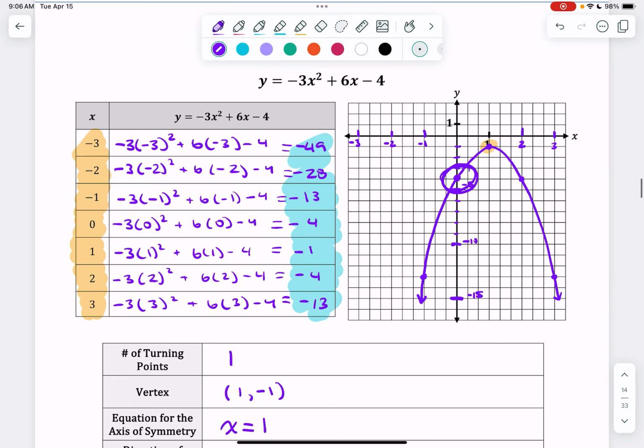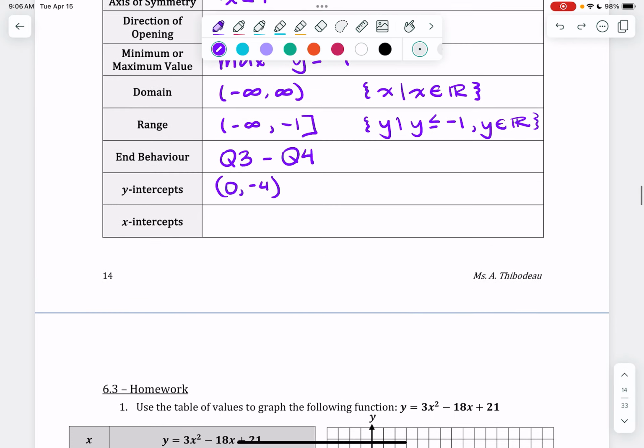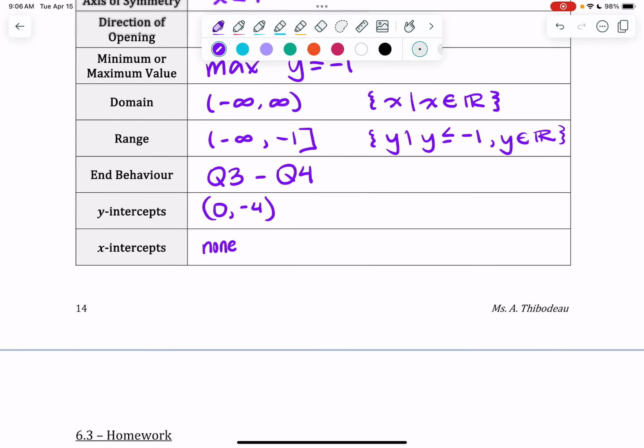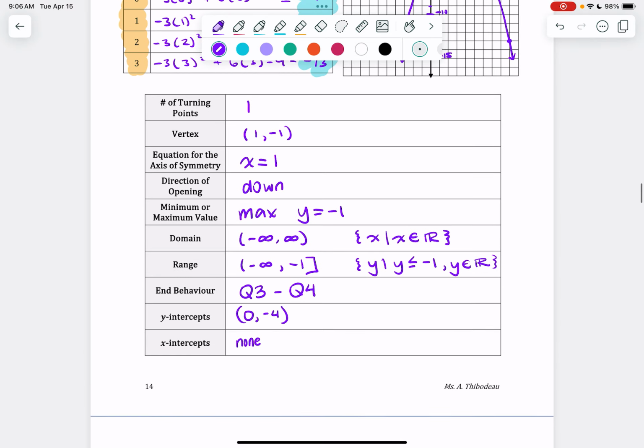For x-intercepts, I actually don't even cross the x-axis at all. I have no x-intercepts. None. So there's 0 x-intercepts. I have none.